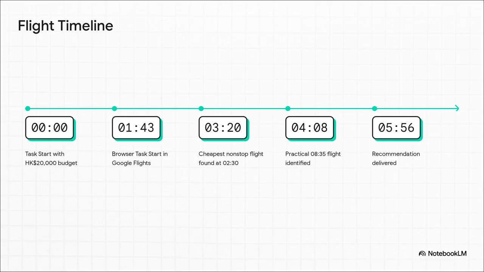But check this out. At minute 408, Webwright starts evaluating a more balanced option. It identifies a much more practical 8:35 a.m. flight, and by minute 556, it actually recommends that morning option because it has the logic to realize that saving a few bucks is absolutely not worth the pain of a 2:30 a.m. departure. I mean, that is sophisticated, human-like judgment right there.